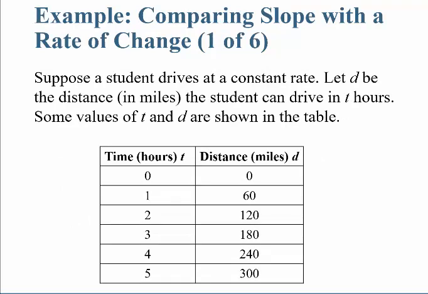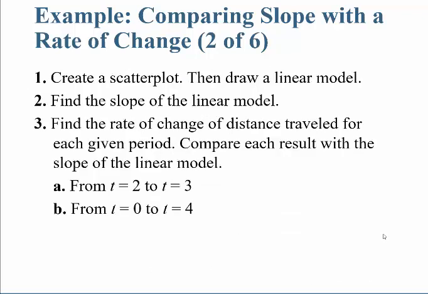So here, suppose a student drives at a constant rate. Let D be the distance in miles the student can drive in T hours. Some T values are shown here. After 1 hour, the student has driven 60 miles. After 2 hours, they have driven 120 miles, and so on. After 5 hours, they've driven 300 miles.